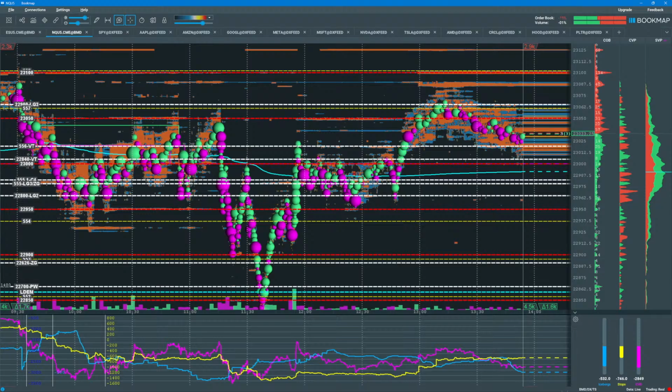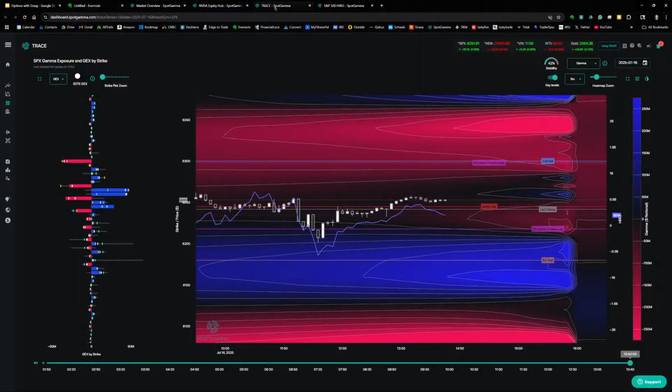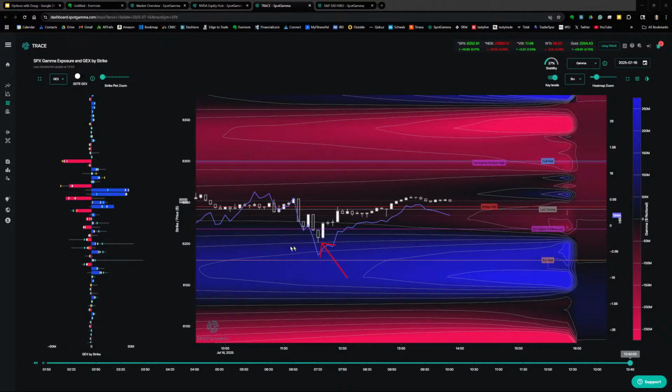I'm going to go to Trace. This is available to Spotgamma subscribers. This is the Gamma Heatmap. Blue shading is showing positive gamma, red shading showing negative gamma. And remember, in positive gamma, market makers are trading against price, so they're buying dips and selling rips, and that appears to be what has happened right here. Right around the 6,200 level, the positive gamma, as price dropped after the Trump-Powell news. SPX, this is SPX, found support in this positive gamma zone right at 6,200.